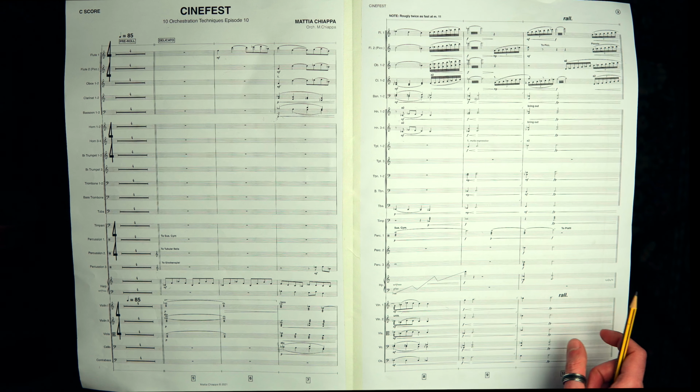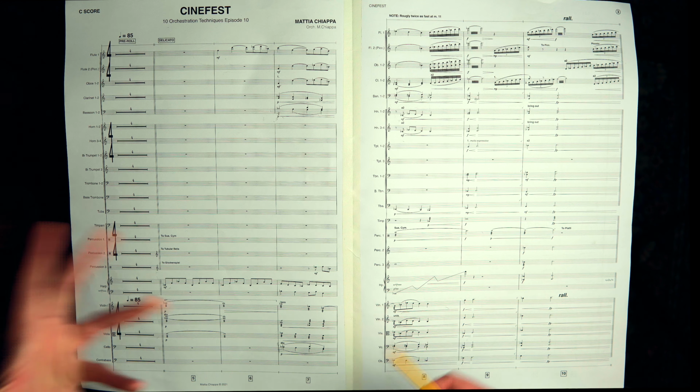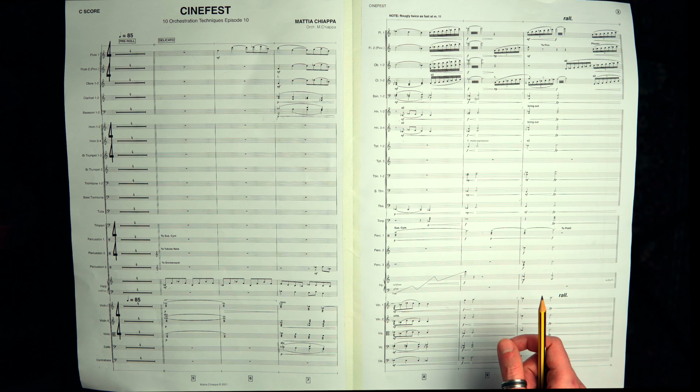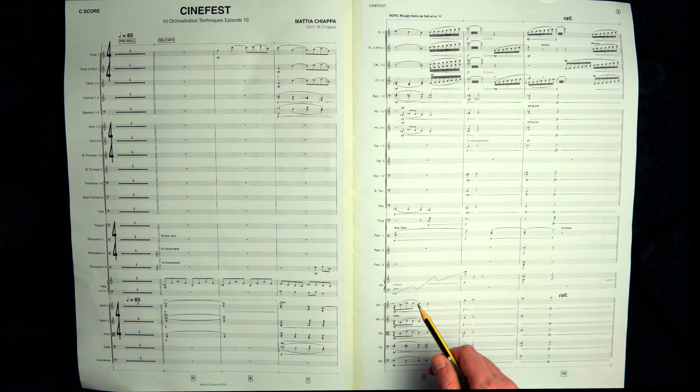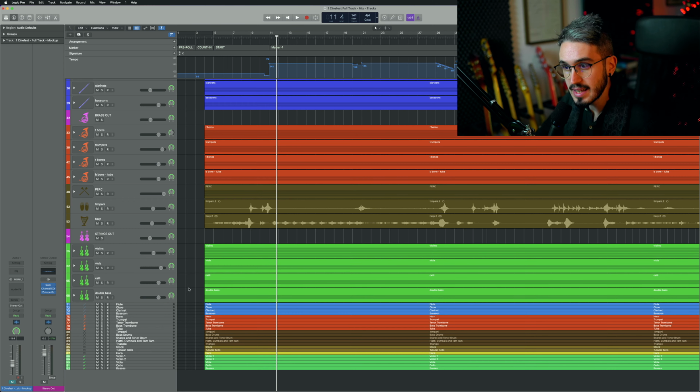So it's a fairly busy introduction, but I just wanted to showcase a few of the things that we have been talking about throughout the series, how to pass the melody around different instruments and this kind of stuff.